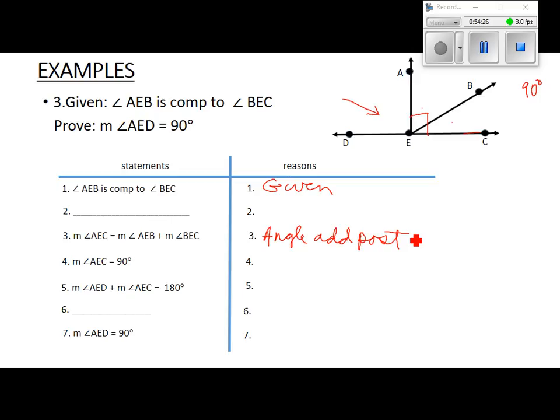Any ideas on that second one? Nope, still not a clue. What did complementary tell us? Angle BEC is equal to angle AEB. So substitution. What do we have right here? What two angles? AEB and... would it be measurement of angle AEB plus measurement of angle BEC equals 90? Okay, that's what I started saying earlier. I should've finished. Thank you.